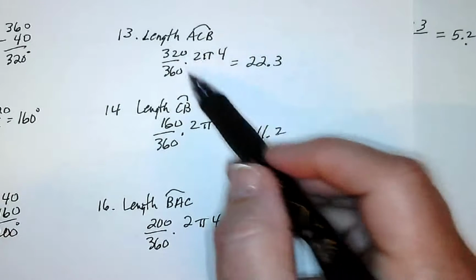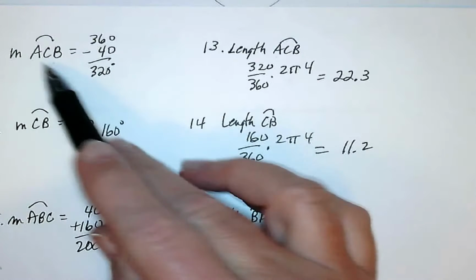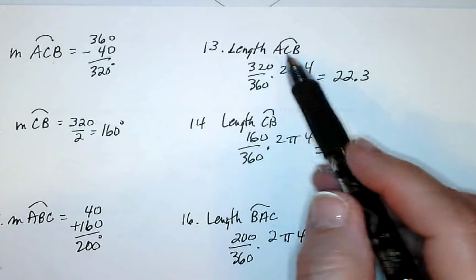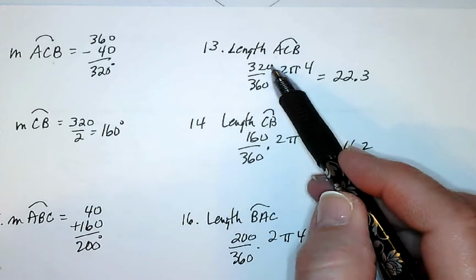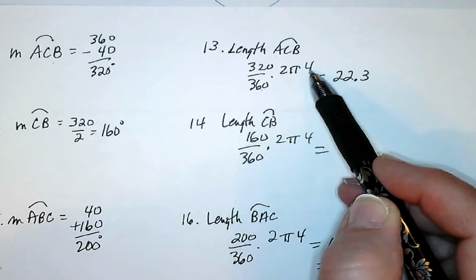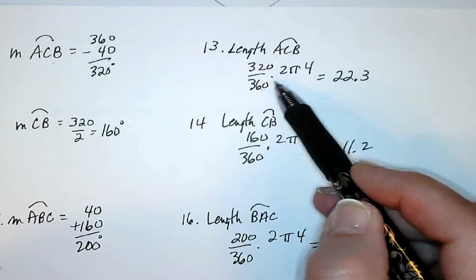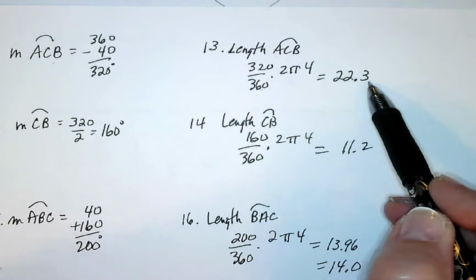Number 13, when I fill in the angle that I already found over here of ACB, I'm going to use that as my angle, 320 as my part out of 360 times 2 pi, and the radius of our circle was 4. I multiply these across the top, divide by 360, I get 22.3 as my answer.